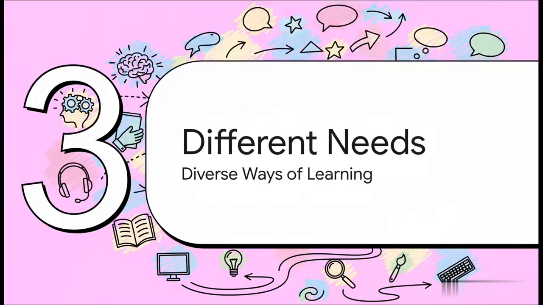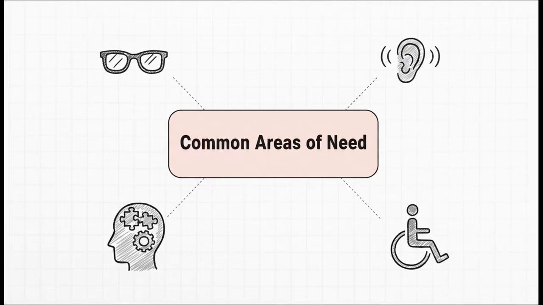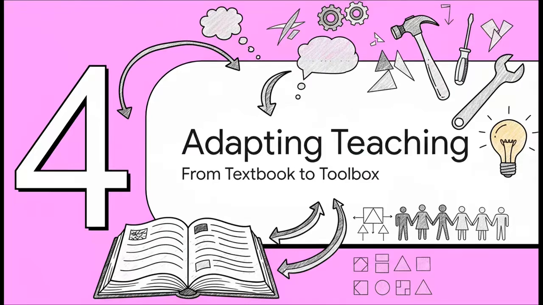So, if we're going to build a better, more flexible system, we first have to get a handle on the huge range of student needs that are out there. And this handbook covers a whole spectrum of needs. We're talking about everything from sensory challenges, like for kids with visual or hearing impairments, to cognitive differences like autism or other learning disabilities, all the way to physical disabilities that might affect how a student moves and interacts with their space.